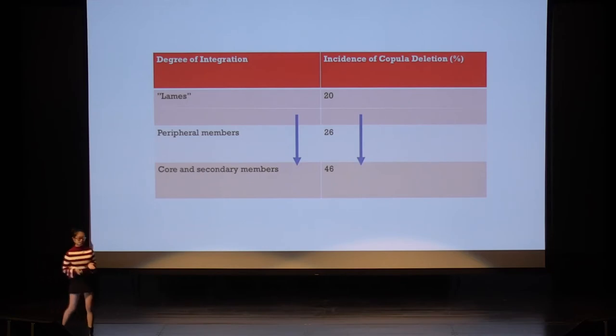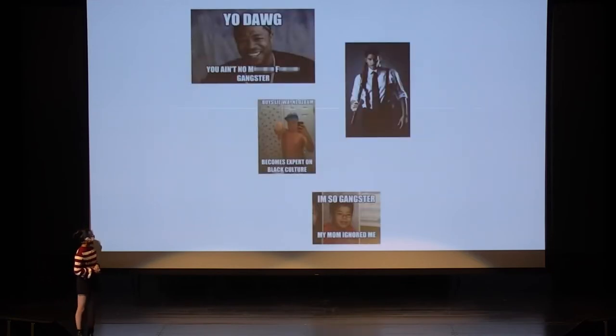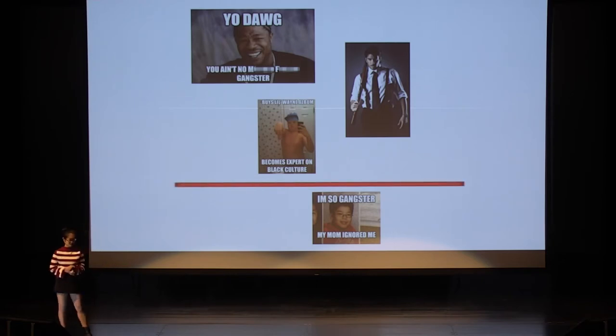This is another example of stratification, but in this case, you're better off if you speak the non-standard form. Those that spoke the standard form met barriers in trying to enter the culture. And the fact that the core members show the highest incidence of copula deletion, the strongest characteristics of Black vernacular English, shows language's ability to serve as a social marker of group identity.